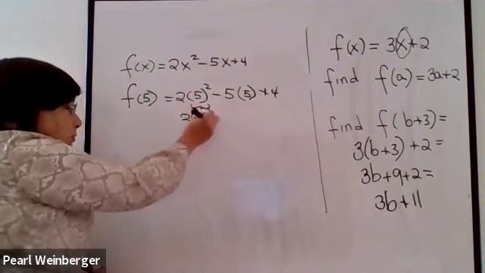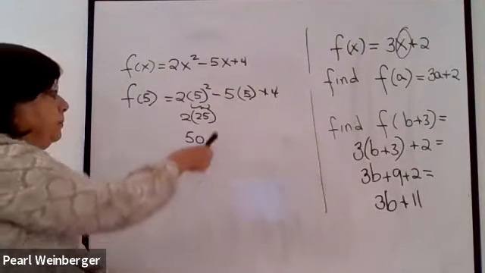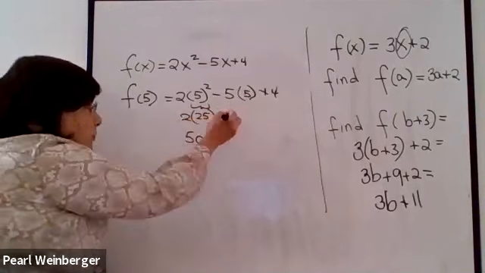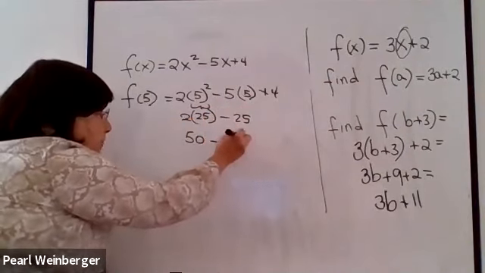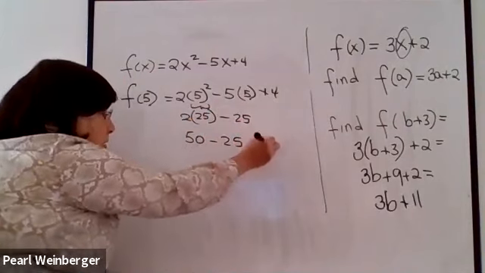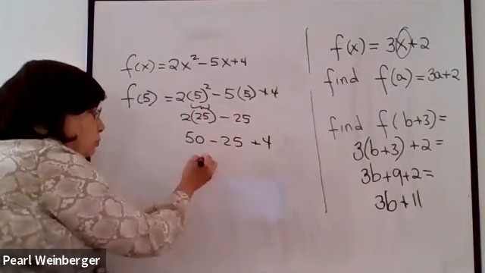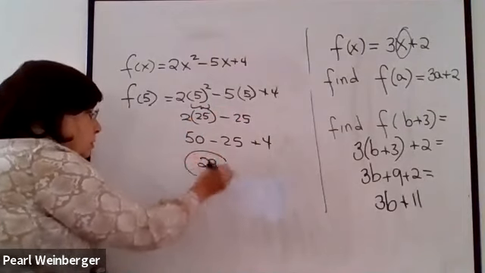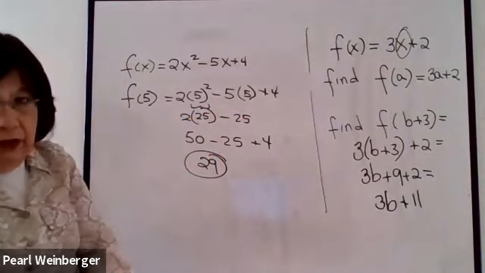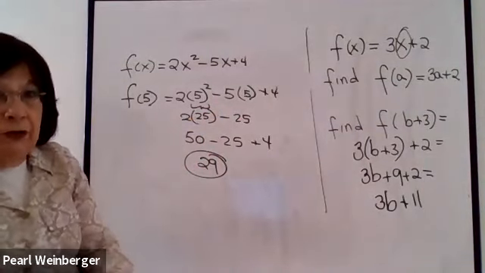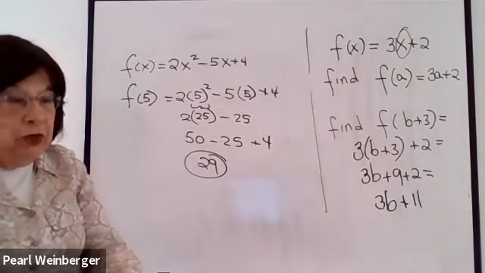And when I multiply the 2 times the 25, this first term becomes 50. Minus 5 times 5 is minus 25. So we're subtracting 25, plus 4. And 50 minus 25 is 25. 25 plus 4 is 29. So my answer for f of 5 equals 29. So that's how you would do one of these functional notation problems.